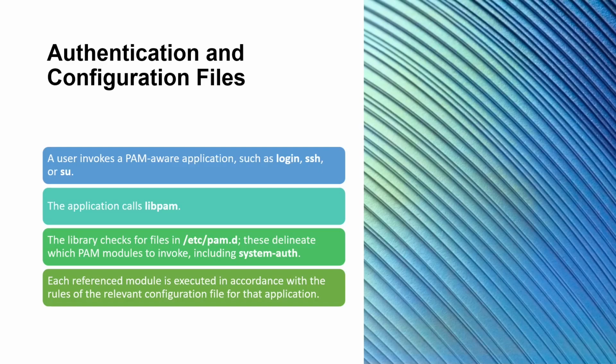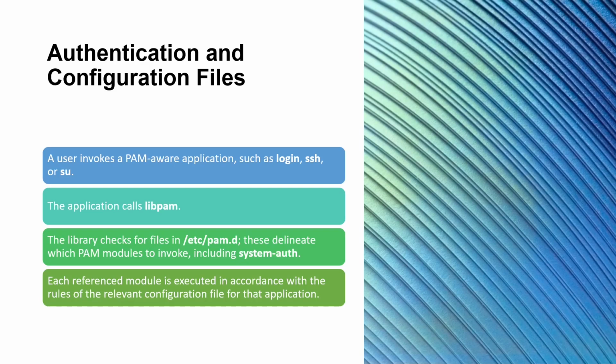Authentication and configuration files. Several steps are involved in authentication. A user invokes the PAM-aware application such as login, SSH, or su. The application calls libpam. The library checks for files in /etc/pam.d. This delineates which PAM modules to invoke, including system-auth. Each referenced module is executed in accordance with the rules of the relevant configuration file for that application.